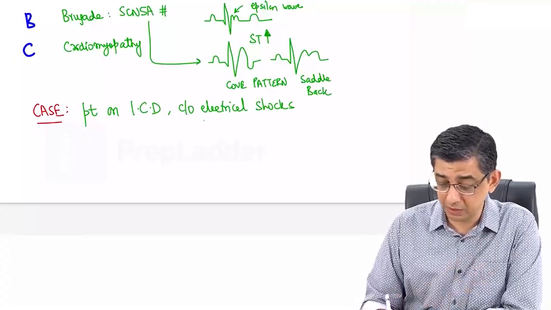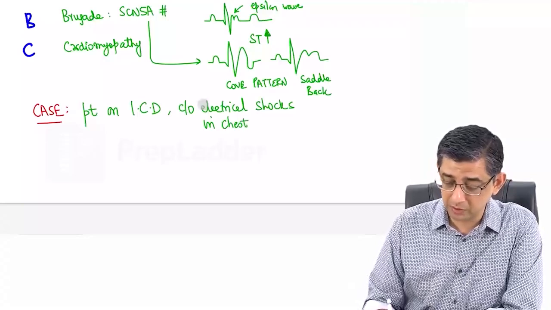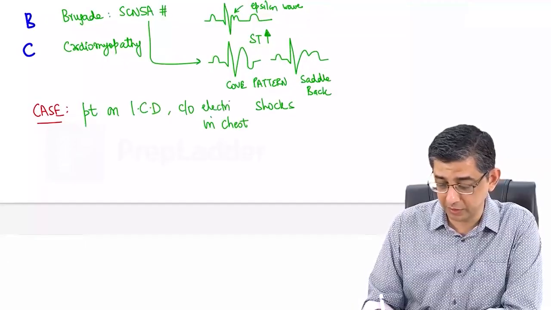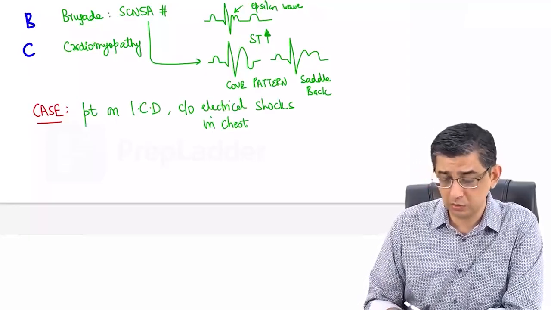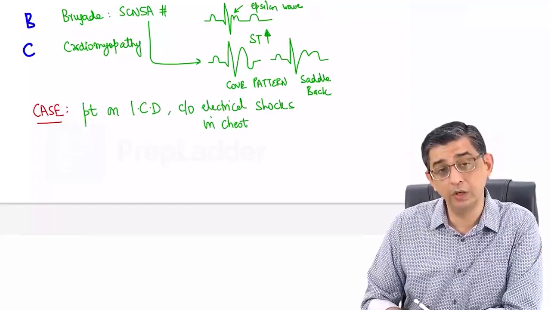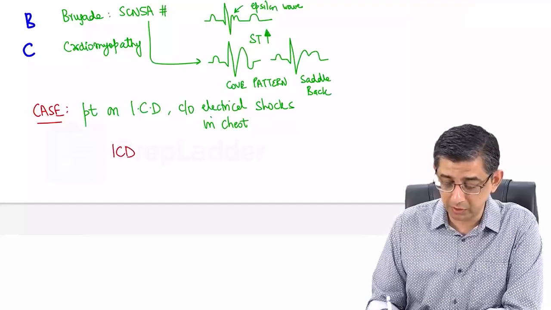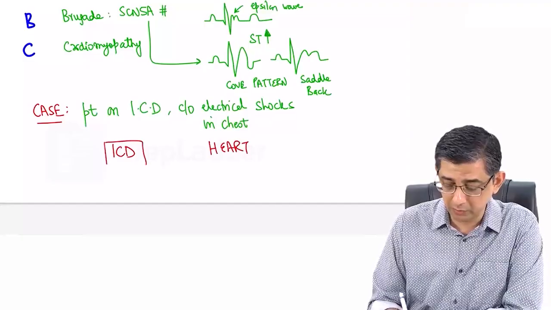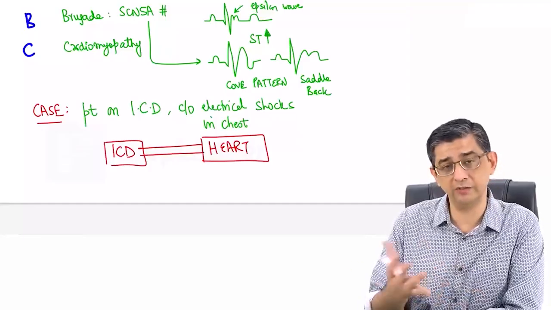So first, initially, I was very surprised by the complaints of this person, but since I know that this person is already having an implantable cardioverter defibrillator, he is himself told, patient on ICD, complaints of electrical shocks in the chest. So I started thinking, what could be going wrong? You see, symbolically speaking, I can draw like this. If this is the implantable cardioverter defibrillator, this is the heart, then obviously connecting the two will be wires or leads, and these leads will be causing a two-way transfer of information.